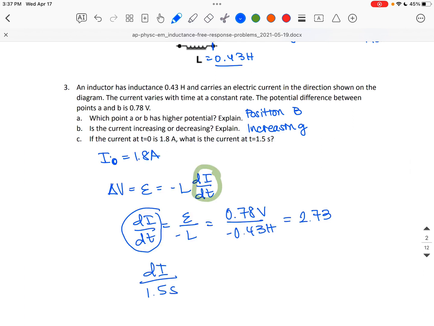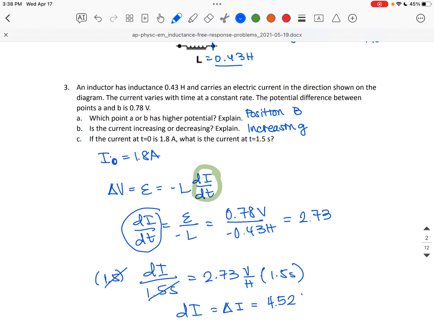So if I have 2.73 volts over henries times 1.5 seconds, then I can figure out the change in current. Let's write it like this because that makes a little bit more sense. The change in current is going to be 4.52, sorry, that's the final answer.